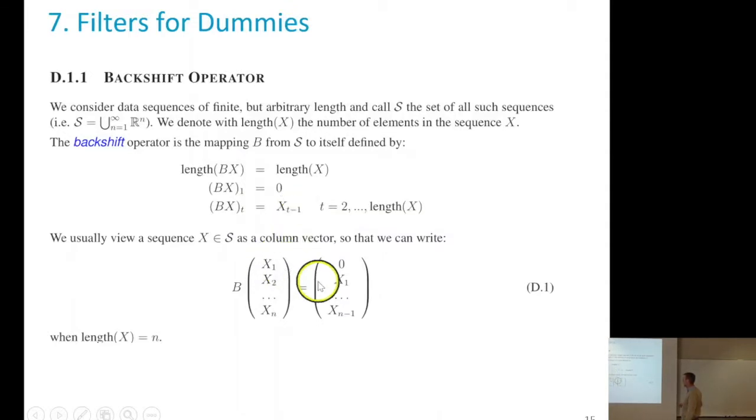So at time 2, it's X1, and at time 1, well, it is what is out of bound. With the convention we have in this minimal theory of filters, we set everything that's out of bound to 0. So that allows us to define correctly and simply what it is. So that's the backshift operator. Right?